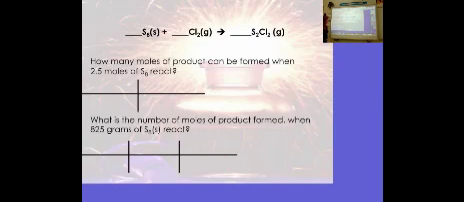Another example with a different equation. First, what you're going to have to do is balance this equation. You can start your inventory just like we did before if you have to. Sometimes they're easy enough and we don't have to.